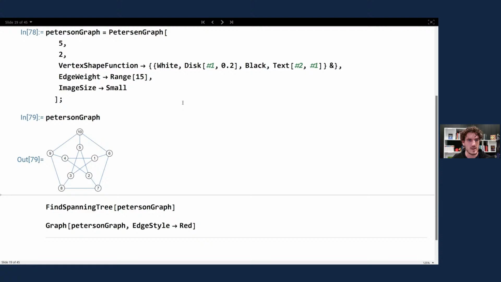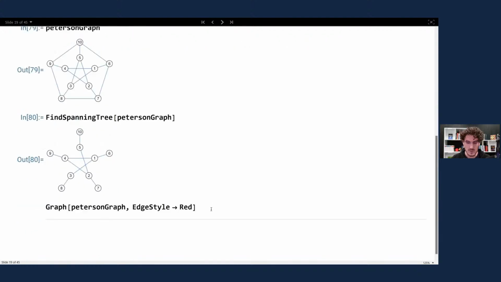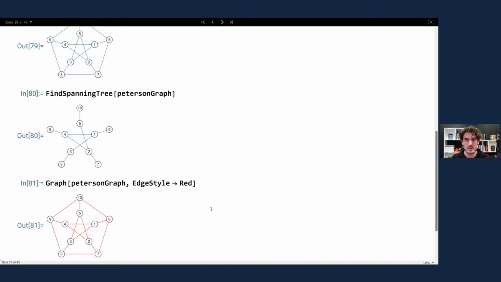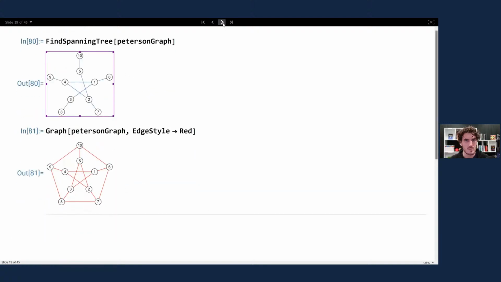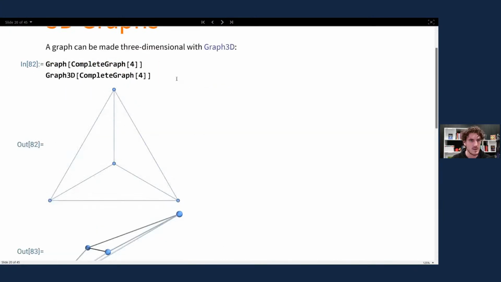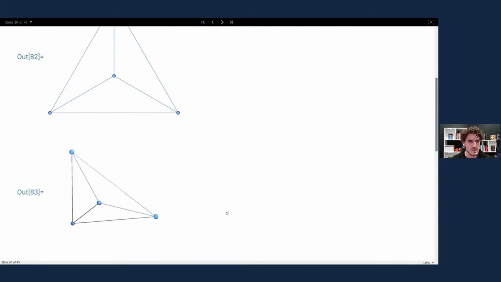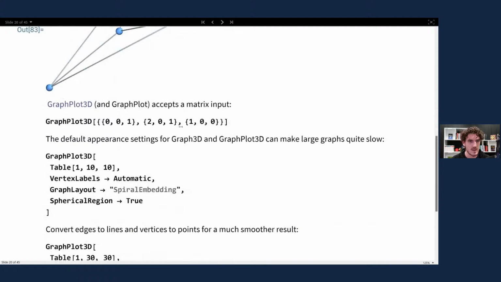And then if you wanted to do operations on this graph, like find a spanning tree, it inherits those options. And if you want to style the edges red, it's also inherited the options, but you can actually change the styling. So this is one of those subtle things, but it's really useful. And then someone mentioned the 3D graphs. It's a nice interactive way to look at these things. You just use Graph3D.